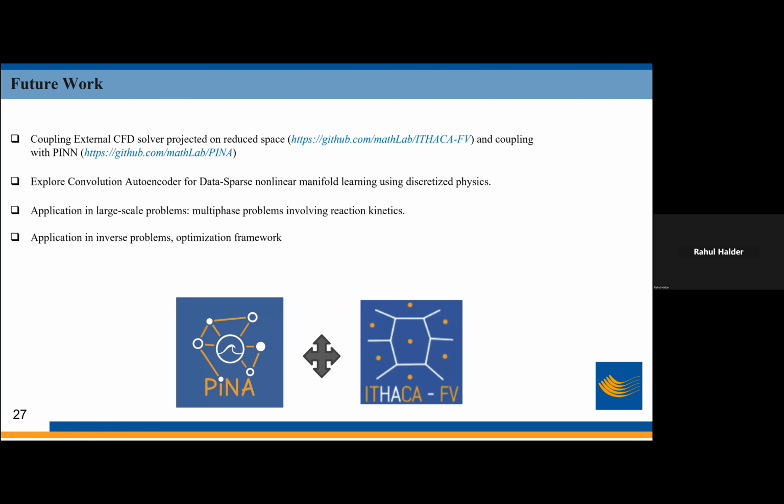So now the future work that I am considering is coupling an actual real CFD solver. Right now, both are written in PyTorch, and I kind of detached it, but I am trying to couple it with Ithaka FB and our PINN solver.